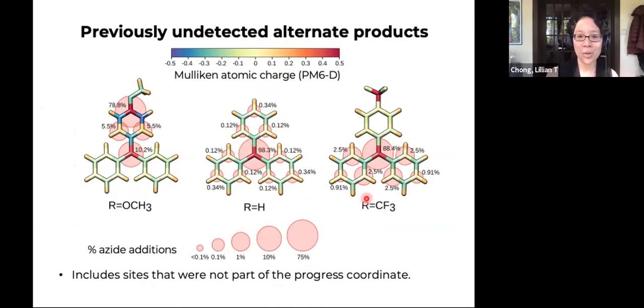When we move to the electron withdrawing substituent cation, alternate positions are at these unsubstituted rings rather than the substituted rings. So the electron withdrawing substituent here prevents additions to sites on the substituted ring. When we move to the methoxy substituted cation, it's mostly adding to this carbon that's attached to the methoxy substituent rather than the central carbon. And that's also due to resonance stabilization. And there's no additions to these unsubstituted rings.